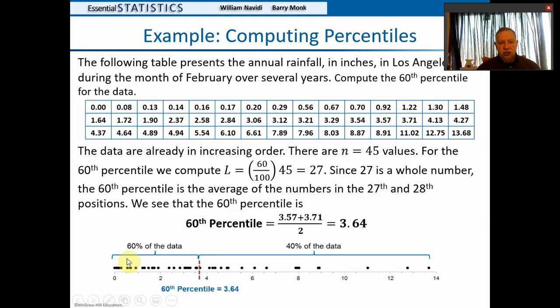And here's how it looks if we did a plot of all the numbers. Oh, I'm sorry, these are not the positions. These are the data between here and there. Okay, sorry.